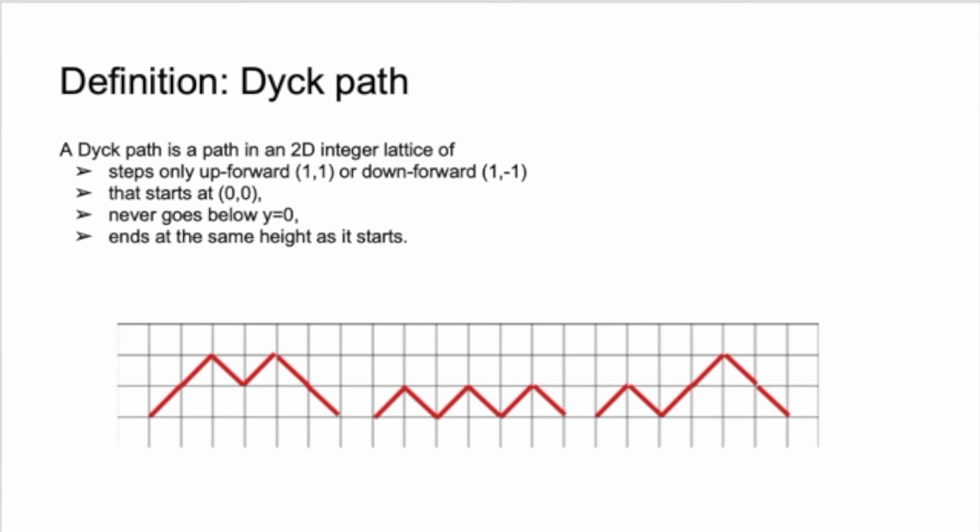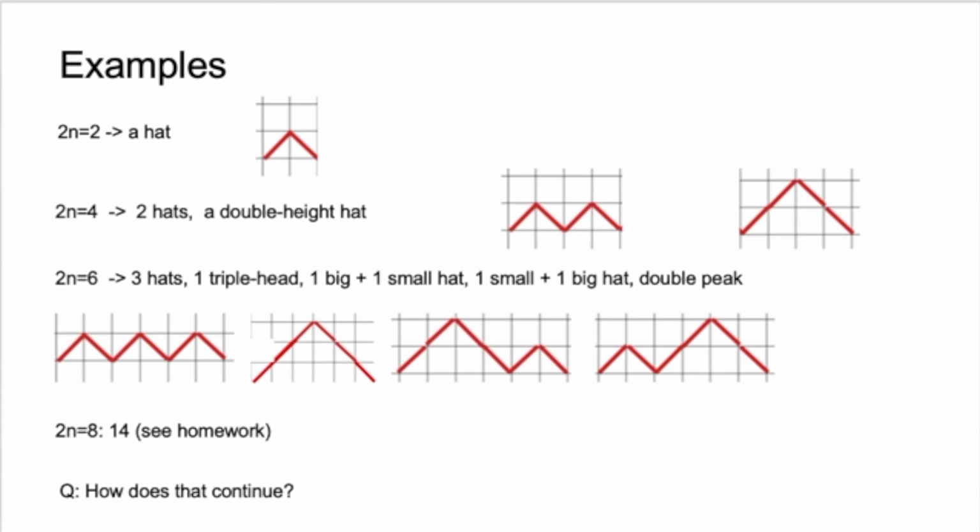A mathematical formalization of the problem is Dyck paths. Let's talk about some examples. We need as many up forward steps as we have down forward steps, and each up step must come before a down step. In particular, the total number of steps must be even.